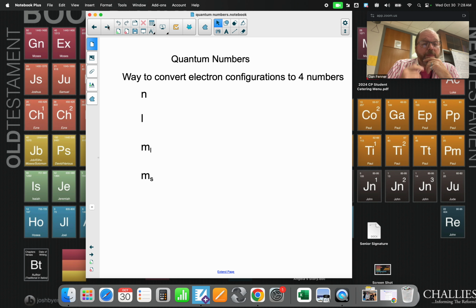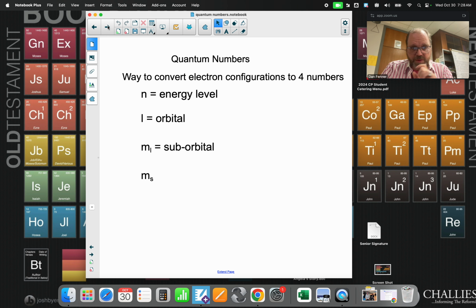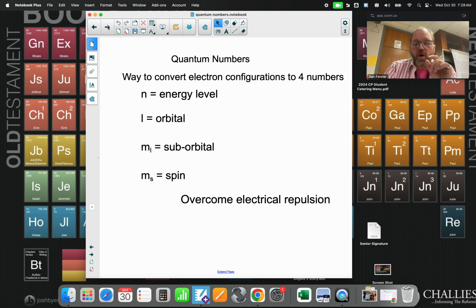So how do we do this? It's a way to convert into 4 numbers, and those numbers are identified as energy levels, orbitals, suborbitals. We talked about those different arrangements there, and spin. Now, we do spin to overcome electron repulsion. What does that mean? If I have one electron and a second electron, and bring them close together, they're going to want to fly apart because like charges repel. The way an electron overcomes this is it spins, either in the positive vector or the negative vector. If they're spinning in opposite directions and they come close to each other, they can coexist, but they can only have 2 electrons spinning because there's only 2 options.